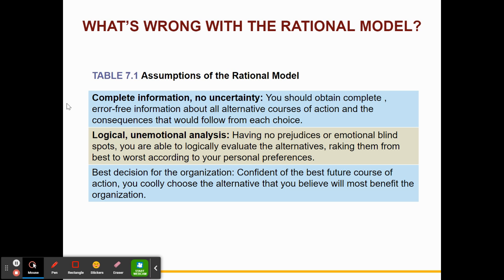Then the second one, we have a logical, unemotional analysis. So having no prejudice or emotional blind spots, you are able to logically evaluate the alternatives, ranking them from best to worst according to your personal preferences. Think about that. How often are we dealing with a strictly logical and unemotional business environment?